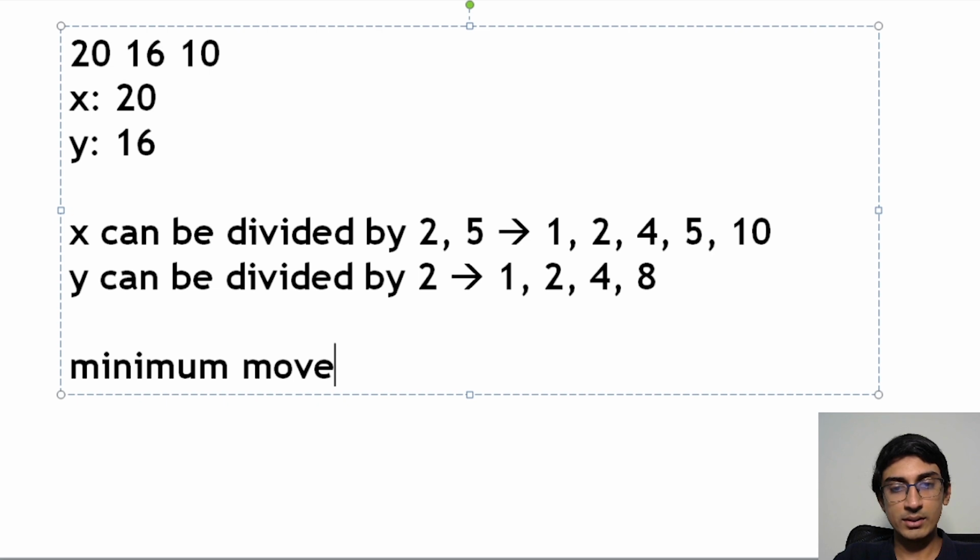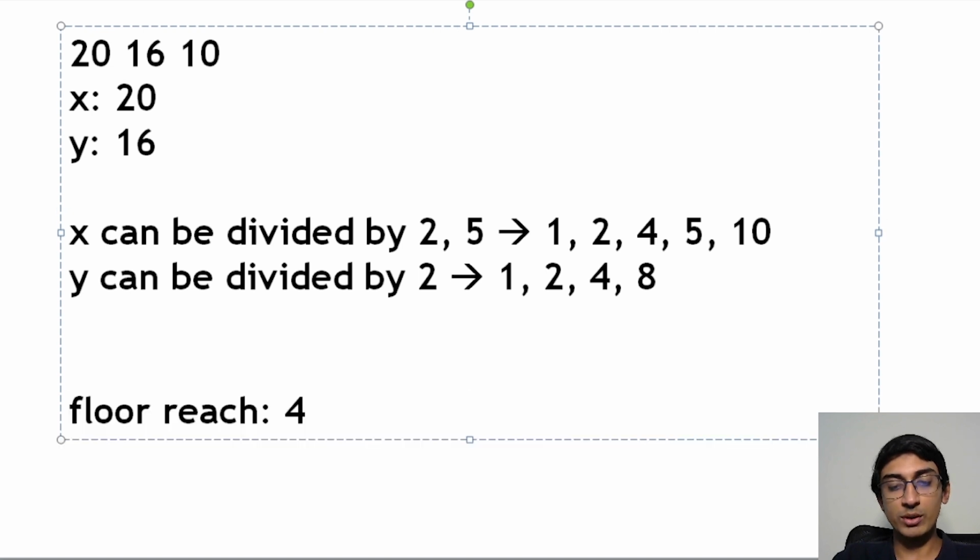So the minimum floor reached is 4. One second, minimum moves required is different. The floor reached is 4, and the moves required to reach this particular floor is how many? 3 moves, right? How did we get 3 moves over here?